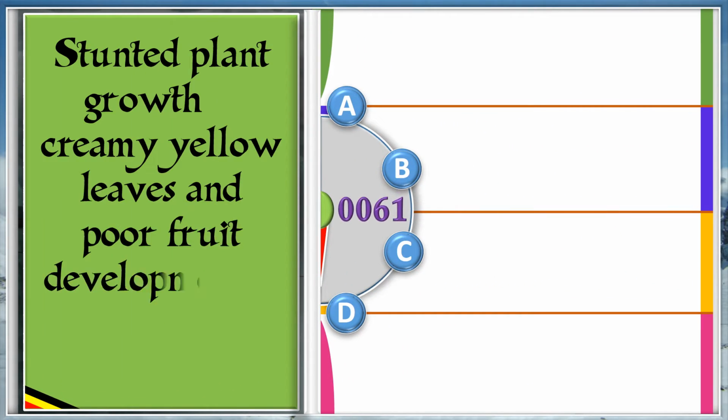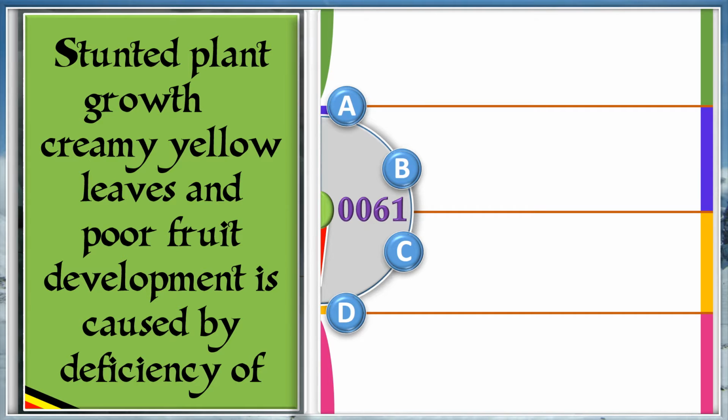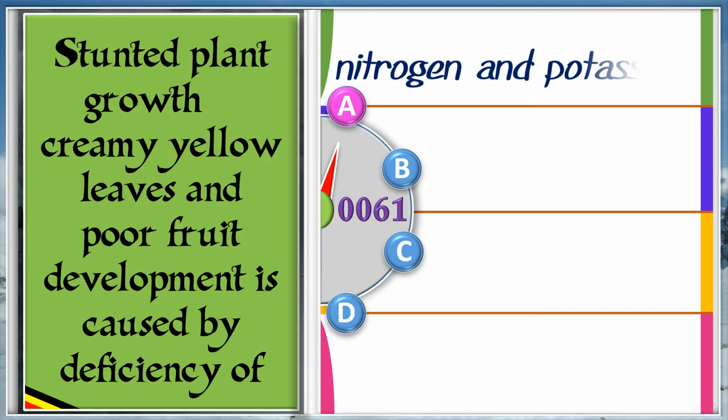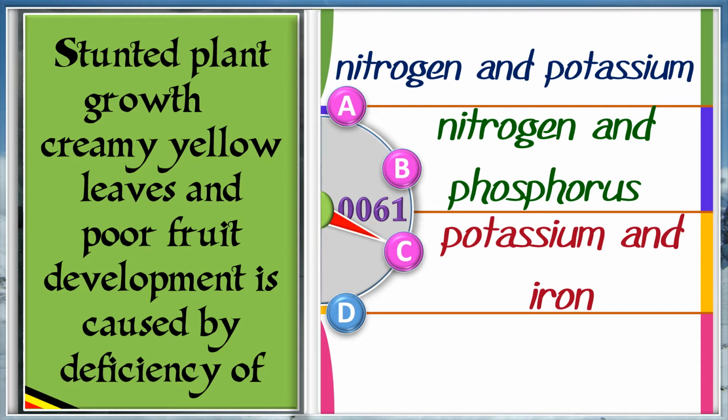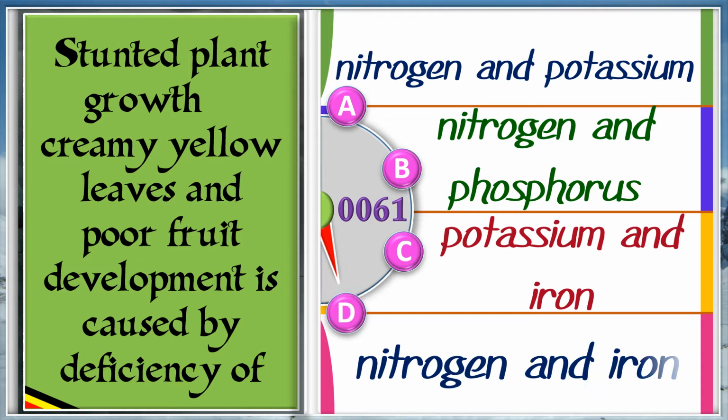Stunted plant growth, creamy yellow leaves, and poor fruit development is caused by deficiency of A. Nitrogen and potassium. B. Nitrogen and phosphorus. C. Potassium and iron. D. Nitrogen and iron. And the answer is nitrogen and phosphorus.